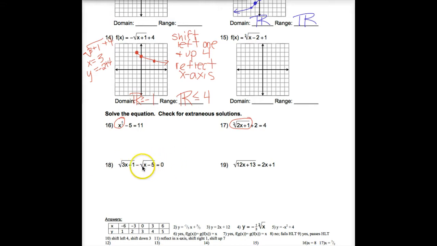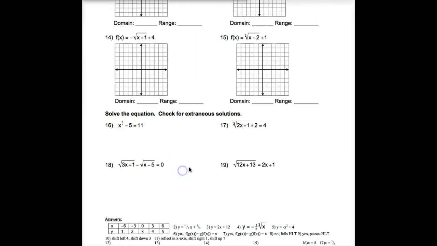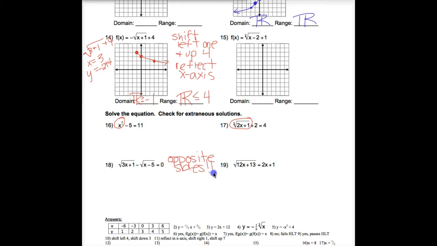Remember that on the ones where you have two different radicals, you have to get them on opposite sides. So I'm going to move this to the other side by adding it. So add radical x minus 5 to both sides. So I've got square root 3x plus 1 equals square root x minus 5. So now they're on opposite sides. The appropriate power would be to square. So I'm going to square both sides. So I get 3x plus 1 equals x minus 5.